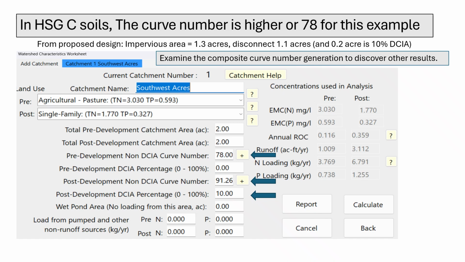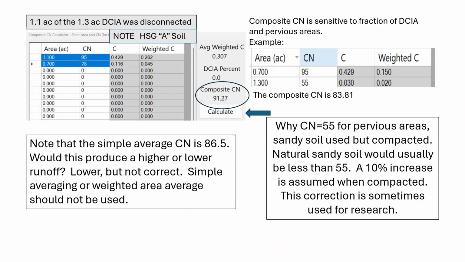You might find it beneficial to examine these composite curve number generation calculations yourself to see the impact of other curve values. We're looking at various factors that influence our composite curve number, and it's important to understand why certain calculations are made. For instance, if you were to just take a simple average of the curve numbers, you might get a value like 86.5. However, this method is incorrect and would lead to an underestimation of runoff, which isn't accurate.